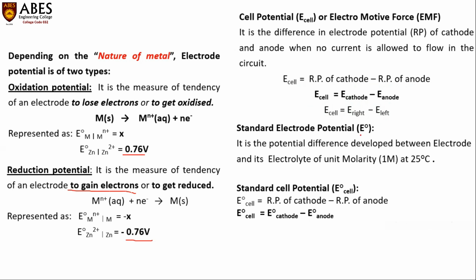Now, what is standard electrode potential? Standard electrode potential is the potential difference that arises between the electrode and electrolyte when we use standard conditions, meaning the solution is of 1 molarity, the temperature is room temperature, and the pressure is 1 atmosphere. Now, how do we represent the standard electrode potential? It is represented as E naught cell equals reduction potential of cathode minus reduction potential of anode. Also, it can be represented as E naught cell equals E naught cathode minus E naught anode.